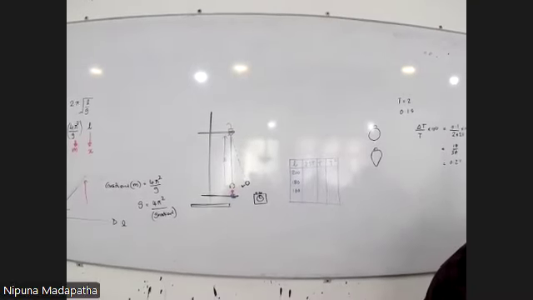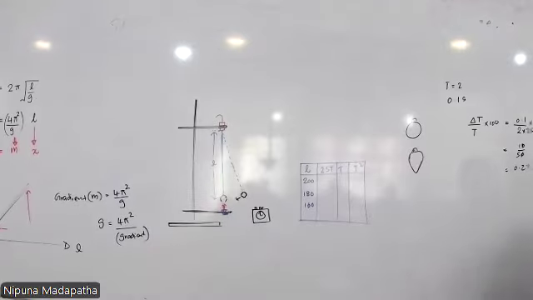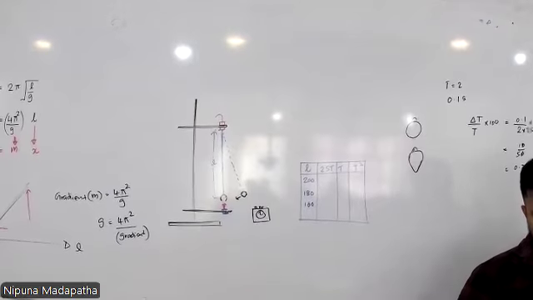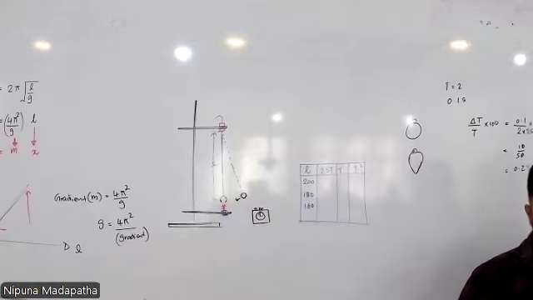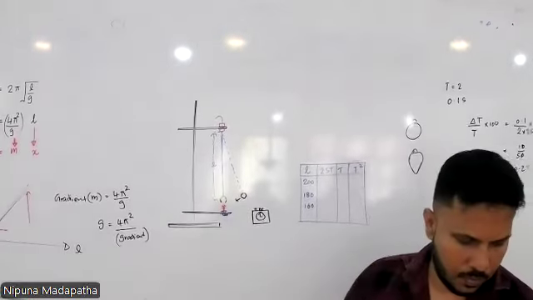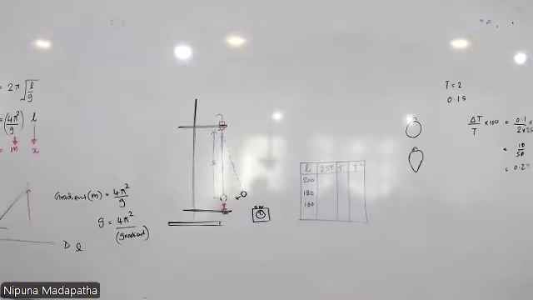Right, then materials and apparatus. Write the materials and apparatus: a simple pendulum, a locating pin, a meter ruler, a stopwatch.